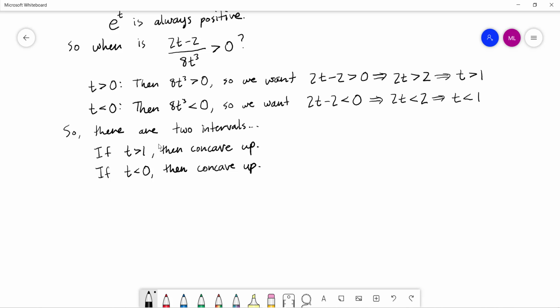So if you wanted to write it as one single thing, you could write it as negative infinity to 0 union with 1 to infinity. It's concave up for that combined interval, where this U, again, is the union symbol, and it just means we're joining these two together, either this or this. It's concave up on either of those intervals. Okay.